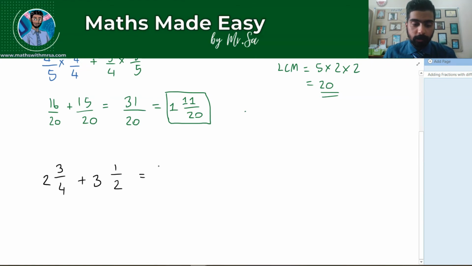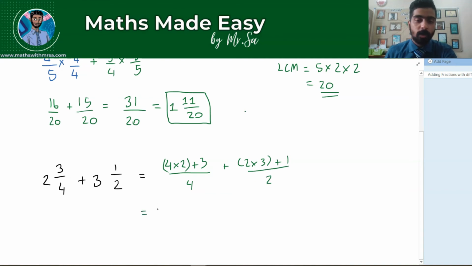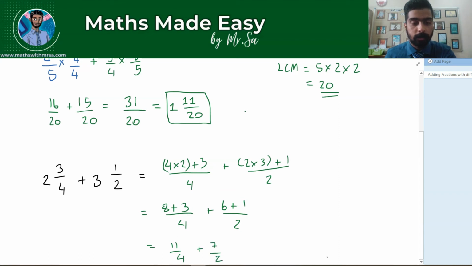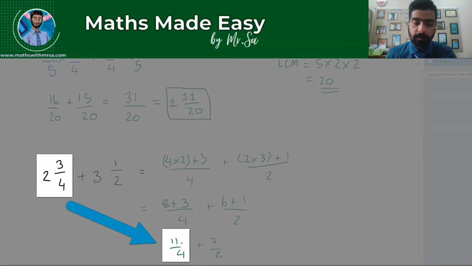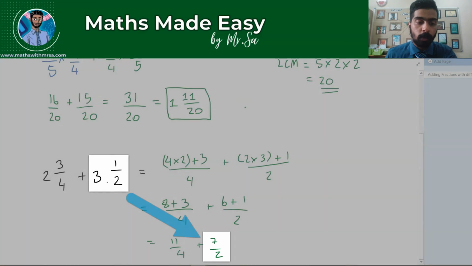So what we would have here is 4 times 2 plus 3 over 4, plus 2 times 3 plus 1 over 2. Alright guys, so what we will have here is 8 plus 3 over 4 plus 6 plus 1 over 2, which would give us 11/4 plus 7/2. So in other words, 2 3/4 we have written as 11/4, and 3 1/2 we have written as 7/2.